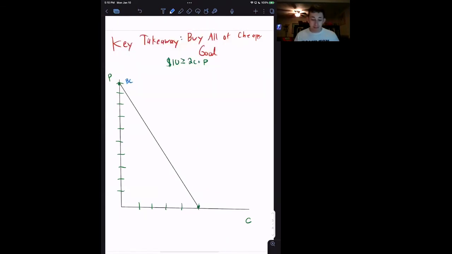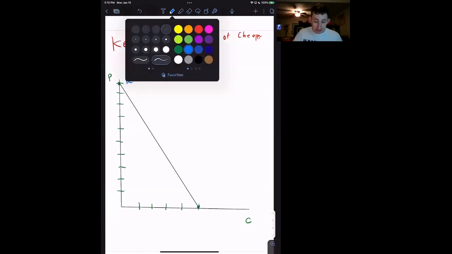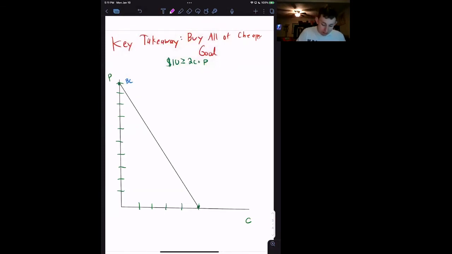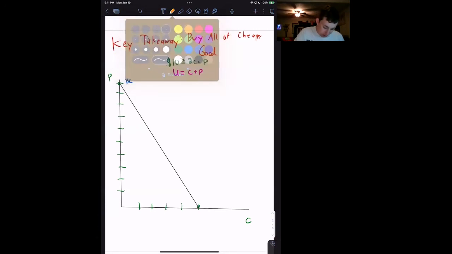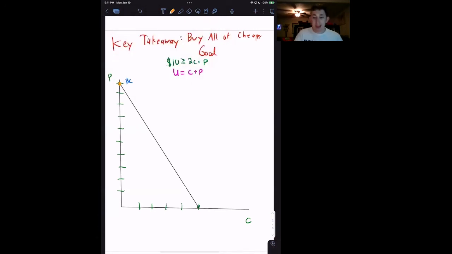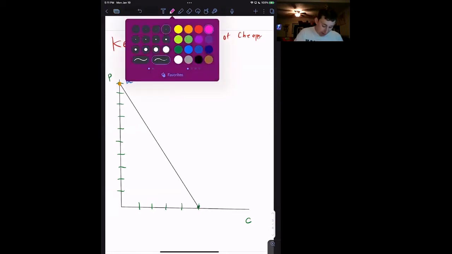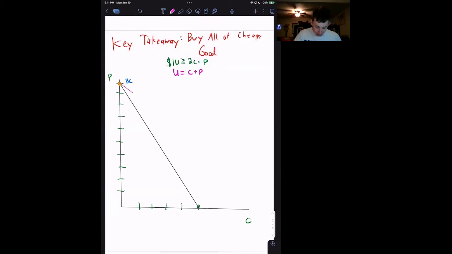And my utility function is a line. It's Coke plus Pepsi. I'll write this down just so we can keep track of it. And so this bundle, let's make it a fun color. Let's make it orange. Here's my bundle. We said that I want to buy all of the cheaper soda, so I'm buying all Pepsi. So at this orange bundle, note that my indifference curve goes all the way out here to 10.